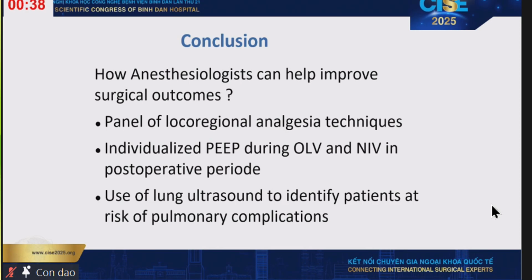Recruitment and individualized PEEP to achieve optimal lung compliance are other factors that can influence postoperative pulmonary complication. Immediate postoperative non-invasive ventilation is a promising area that warrants further consideration. Lastly, the lung ultrasound score can be used to identify patients at risk of postoperative pulmonary complication, which allows for early intervention, close monitoring, and treatment adjustment.